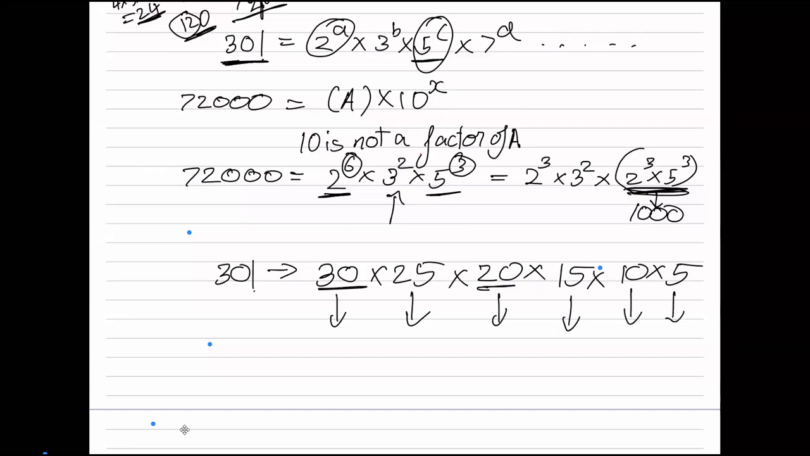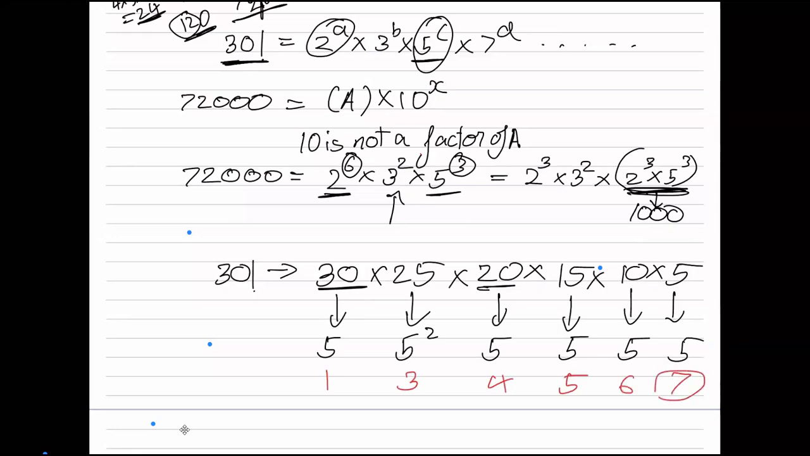Okay. So 30 is contributing 1 5. This is contributing 5 square. Here 5 is coming, here 5 is coming, another 5, another 5. So in total, if I want to count it, it is 1, 2, 3, 4, 5, 6, 7.